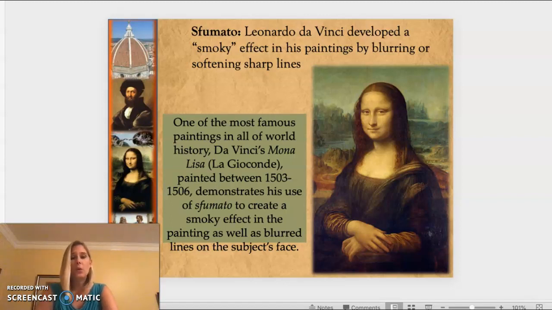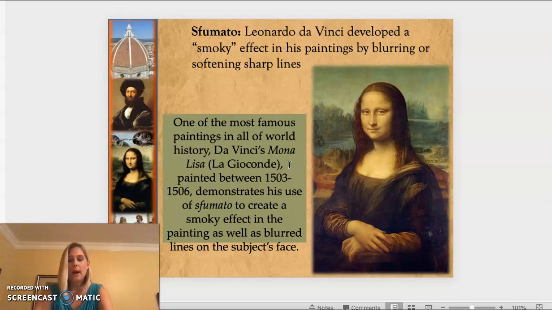A couple of different stories about da Vinci's Mona Lisa. The most common story you hear about this painting is that da Vinci was hired by a merchant to paint his wife. And the merchant's last name was Gioconda. So that's why you can see here that the painting is often named La Gioconda by the Italians. So I would make a note of that.